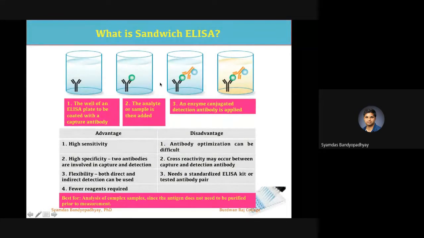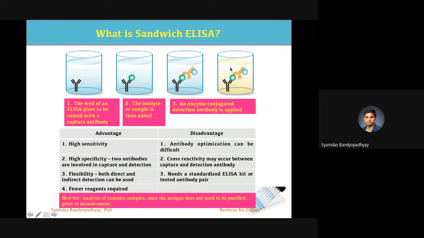And in the next step, step 3, you use a secondary antibody which will bind a different epitope of the same antigen, right? So this is called a detection antibody. First you use the capture antibody, then you add the antigen or the sample serum, and then you add the detection antibody. The detection antibody is conjugated with a particular enzyme.